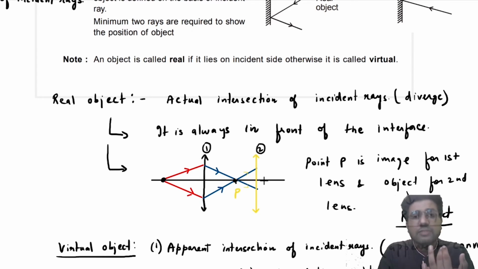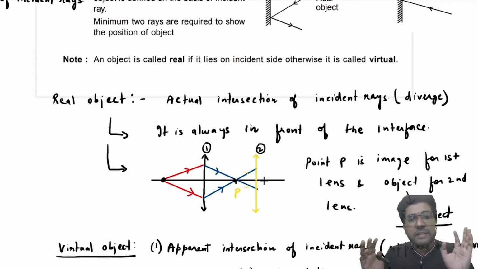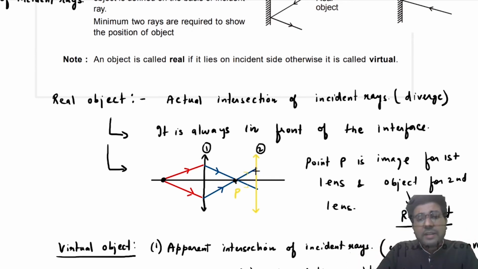First thing is there has to be actual intersection of light. Second thing is rays must diverge. And the third thing is it must be in front of an optical instrument. If any one of these conditions is satisfied, that means all three conditions will be satisfied. So here you can clearly see that this object is in front of this optical instrument. That means this is a real object. Second, you can clearly see that there is an actual intersection of rays here. Again, that means this object is real.